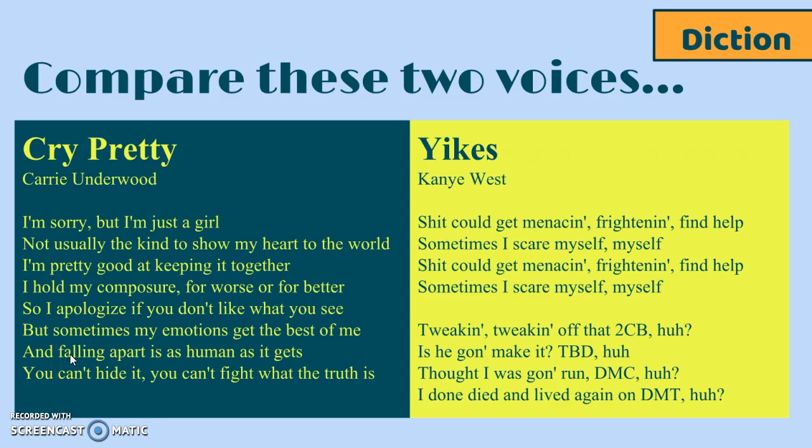Next, we have falling. We have emotions next, which kind of supports this idea of apologize. And then we have falling, which creates this sense of trouble. This persona is in trouble and needs help. And again, that further emphasizes this vulnerability. And we have this word human, which also reminds us that this persona is relatable. She's a human, you're a human, we're all humans, and therefore we can understand each other and have empathy. And then we have hide, fight, and truth.